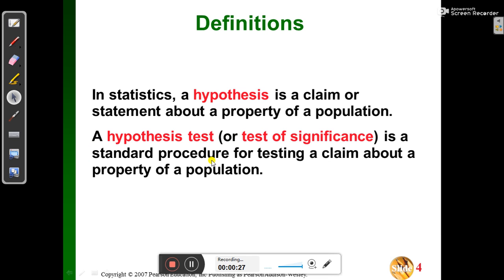A hypothesis test, or test of significance, is a standard procedure for testing a claim about a property of a population. So it is basically a test of your claim, of your statement. And this is a standard mathematical procedure to test your statement. That statement might be any property of the population where you are trying to establish some property, statement or observation.